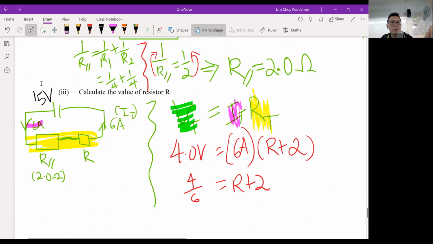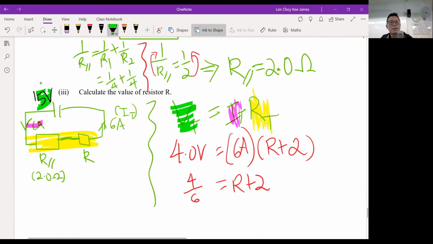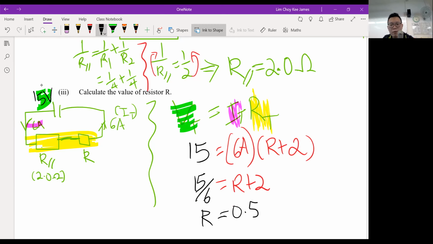15 volts. Okay, let me highlight it again. Color code it just in case. Okay, green color one. So this will be 15 volts. Okay, so 15 divided by 6. Then after that, you do your math, 15 divided by 6 minus 2, your algebra. So you'll find that R will be 0.5. Remember 2SF, 0.50 ohms.